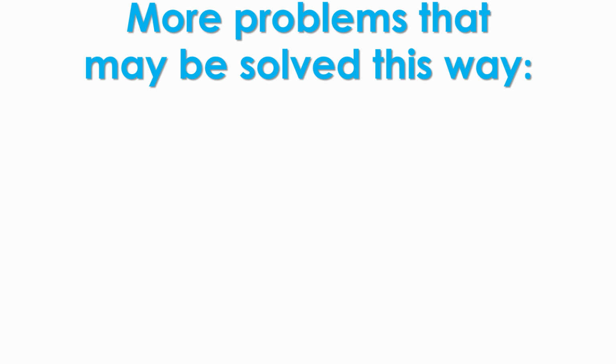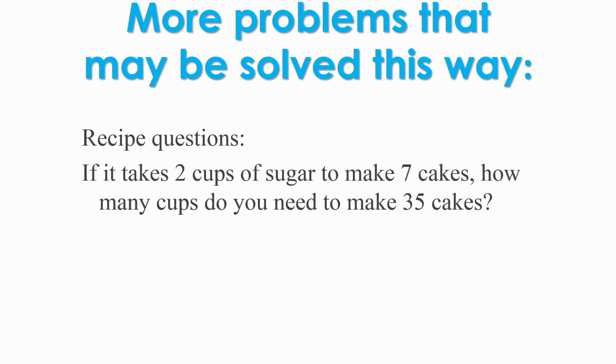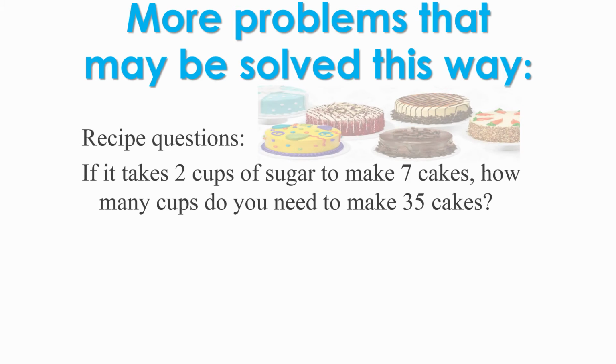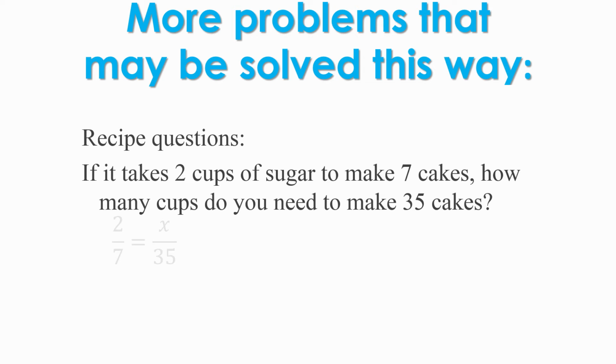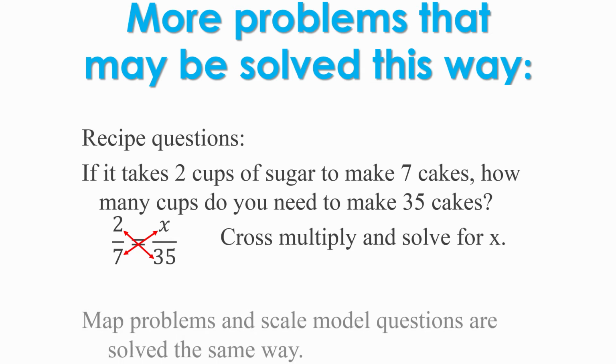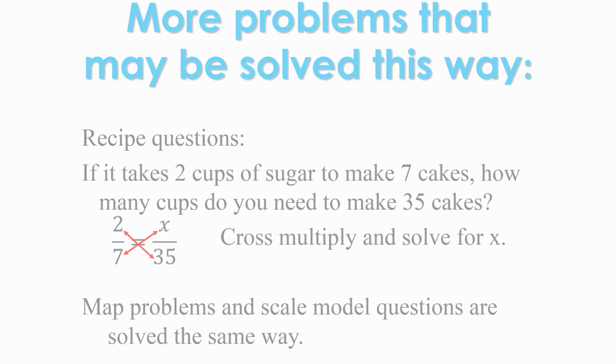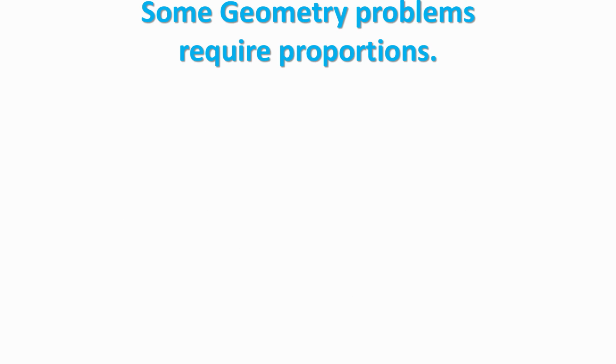Other kinds of problems that are solved this way are recipe questions. For example, if it takes 2 cups of sugar to make 7 cakes, how many cups do you need to make 35 cakes? 2 over 7 equals x over 35. Cross multiply and solve. Map problems and scale model questions are solved the same way. Some geometry problems also require proportions.